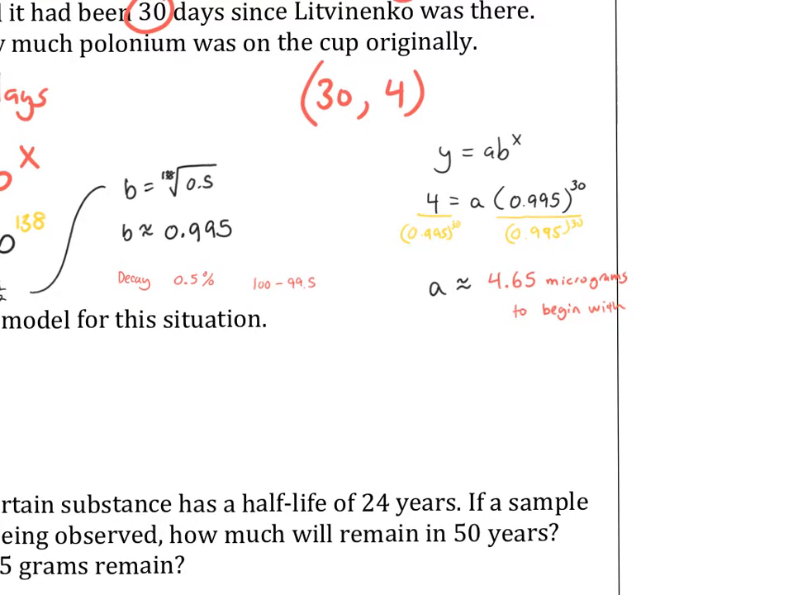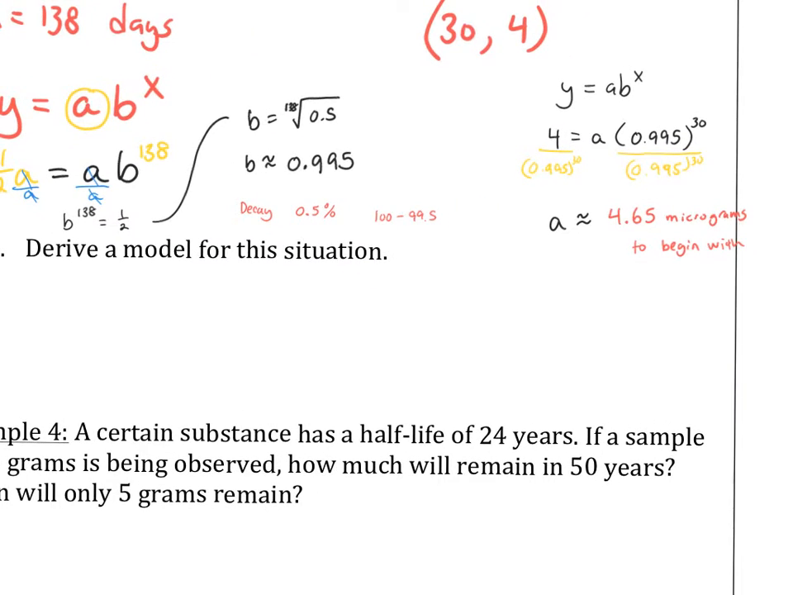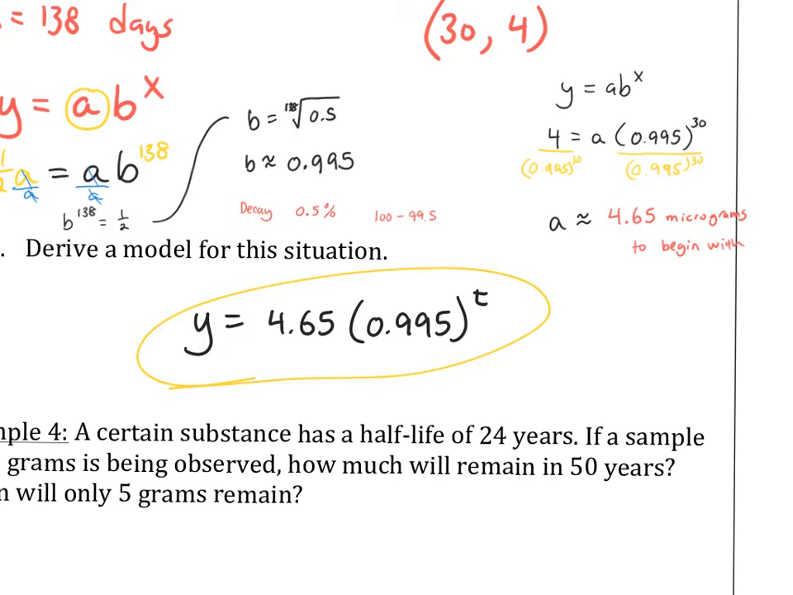All right, so we have a very, very small amount. So let's derive a model for the situation. All we have to do is plug in the a and the b so that we can find our result. So the end result of how many micrograms are remaining, beginning with the amount of 4.65, times 0.995 to the power of x or t, whichever you want to use. t for time is the most common. And that's our result. And some would argue we should put an approximate value there.